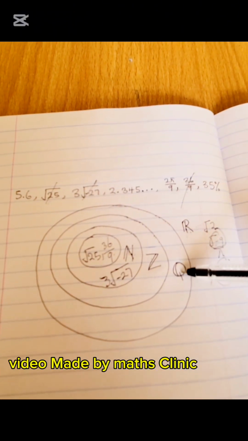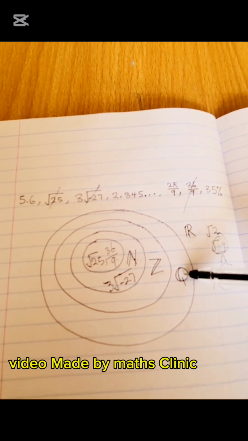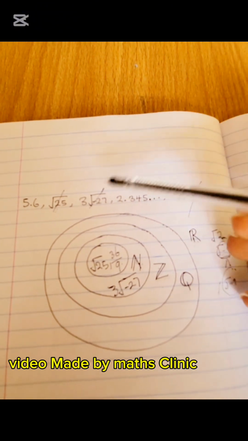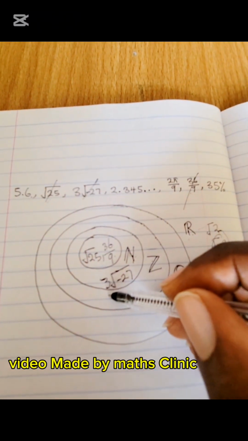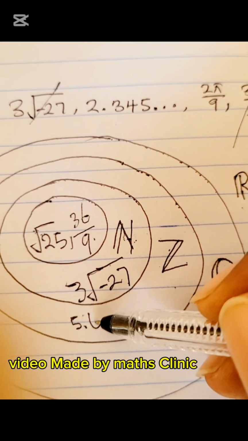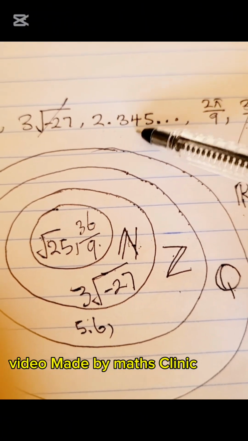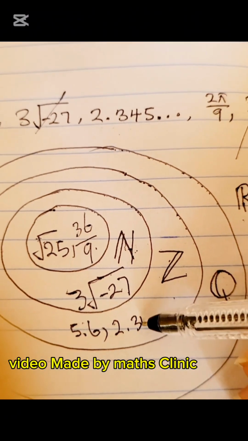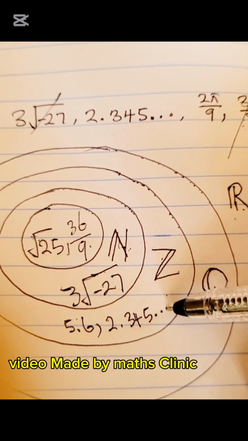So let's go to rational numbers. I told you rational numbers are terminating and recurring decimals, including fractions. Now let's look at this. 5.6 is a terminating decimal, isn't it? So I'm going to put it down here. 5.6 is part of it. Now we have a recurring decimal also, 2.345 recurring. It is also a rational number.